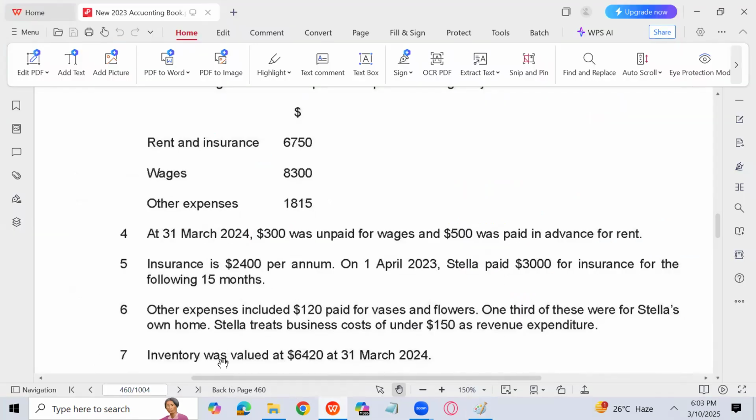Now, other expenses include 120 paid for vases and flowers. 1/3 of these were for Stella's own home. And Stella treats business cost of under $150 as revenue expenditure. That's what is basically the information given of 150. It has nothing to do with the question actually. So out of 120, which is included in the other expenses, 1/3 is Stella's personal expenses, that is drawings. So 120 divided into 1 over 3, that is going to be 40.